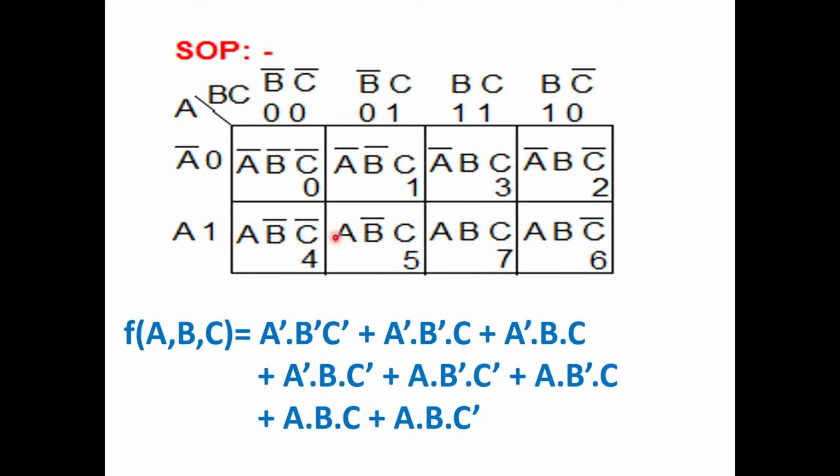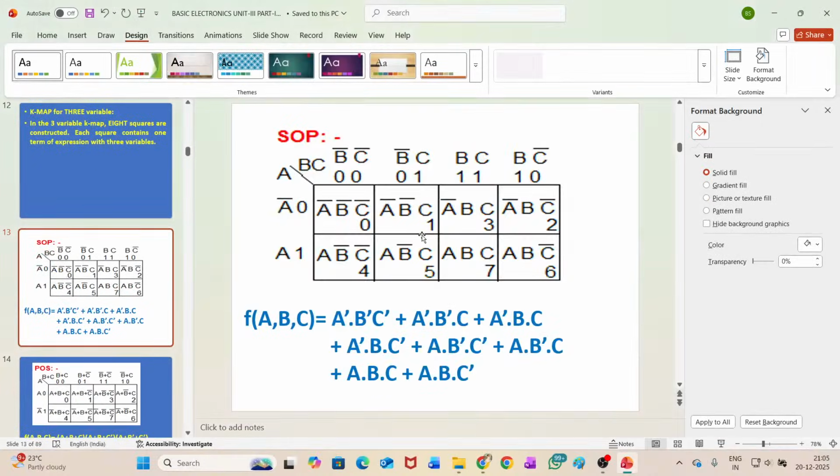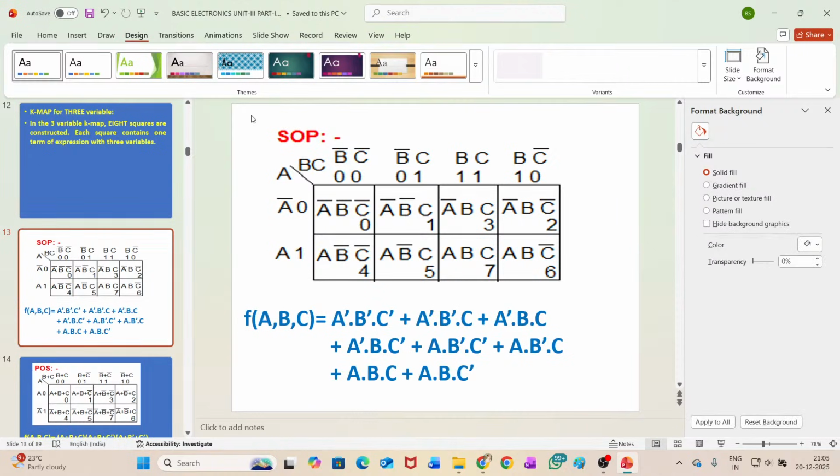Okay, now write down all these products and add them. Add all these products. That's it. A bar, B bar, C bar. A bar, B bar, C bar. I forgot the dot. I have forgotten to put the dot here. So did I forget anywhere else? No, I didn't forget anywhere. Only that dot is missing. Okay.